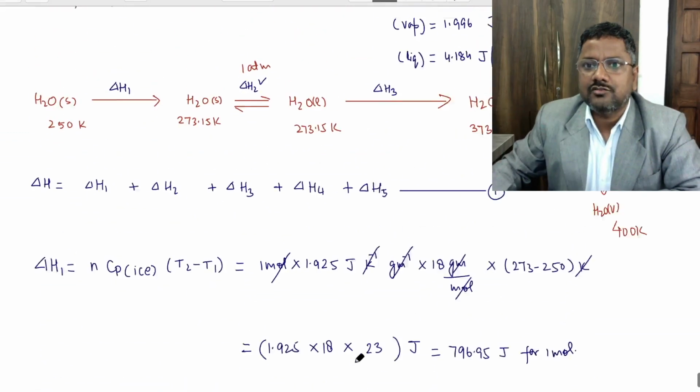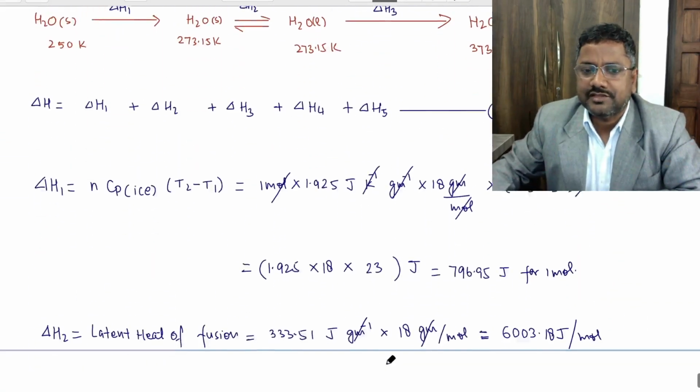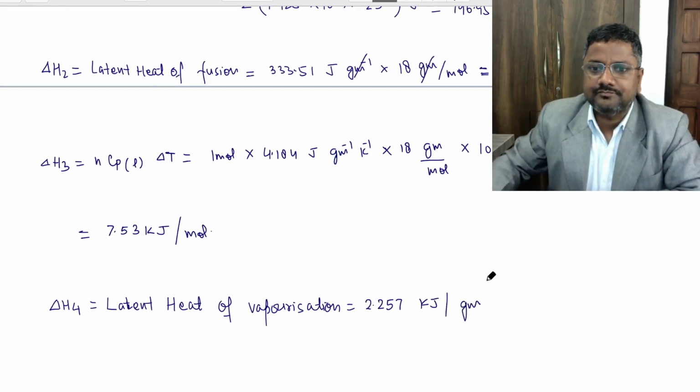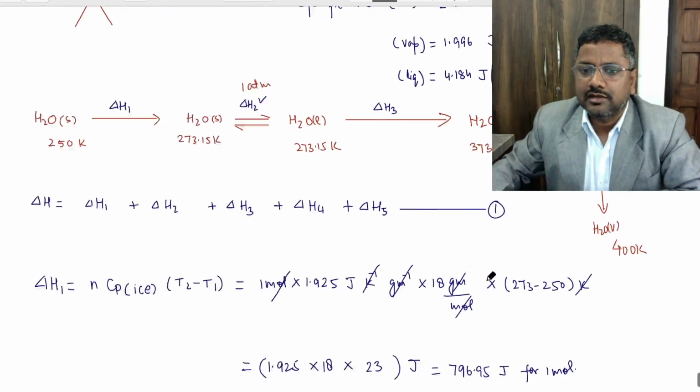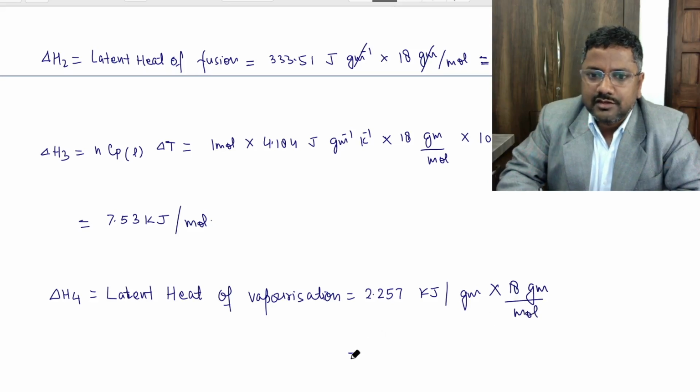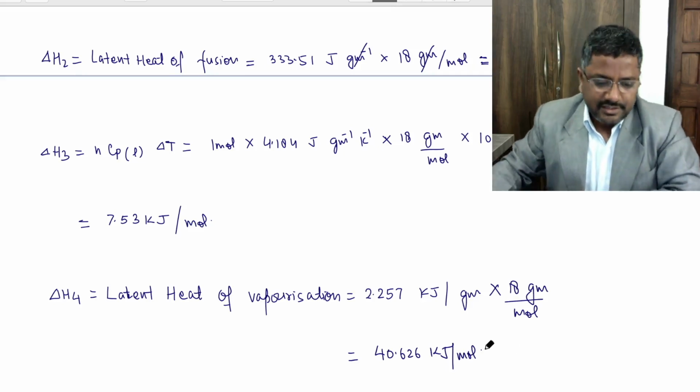So this is given in the question, that is 2.257 kilojoules per gram, right? So multiplied by 18 grams per mole. So this will come to 40.66 kilojoules per mole, right? So this is delta H4.